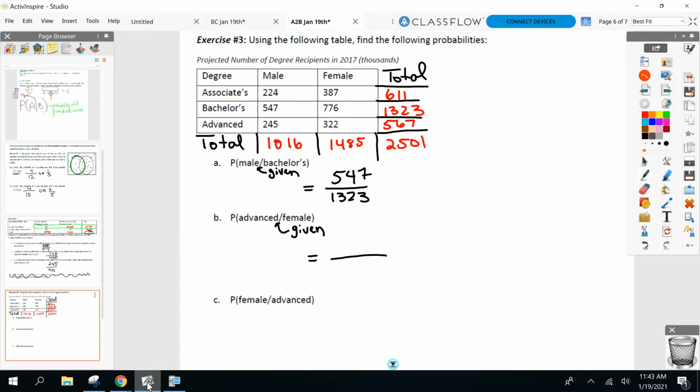It'd be out of 1485. Yep. Okay. How many out of those 1485 have an advanced degree? 322. There you go.